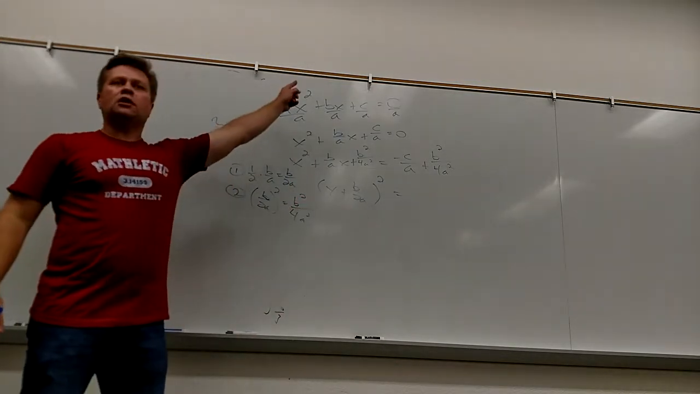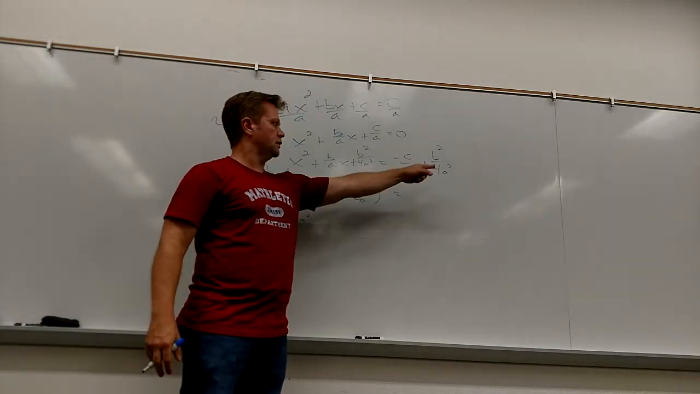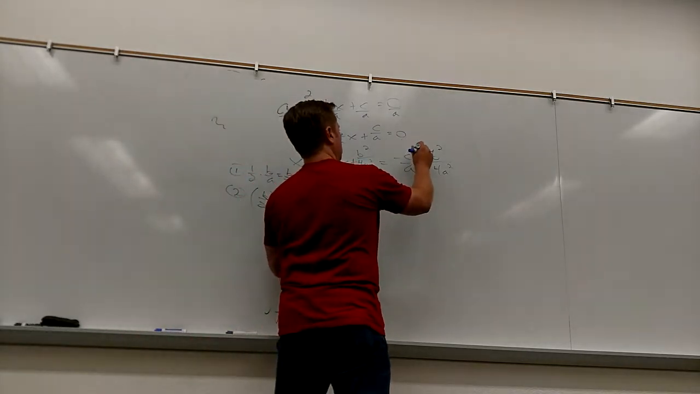And just like we did a second ago when there were fractions, I have to put these together. So what's the LCD, or what's he missing that he's got? 4a. Yeah, he's missing a 4a. So let me multiply by 4a.